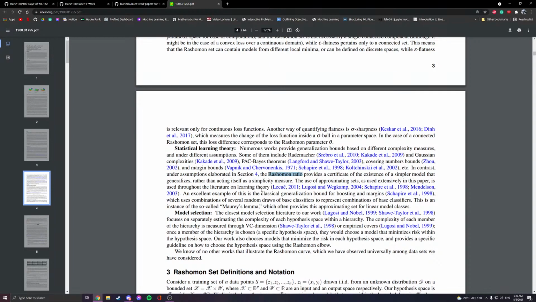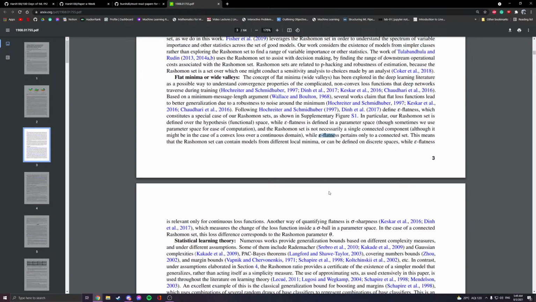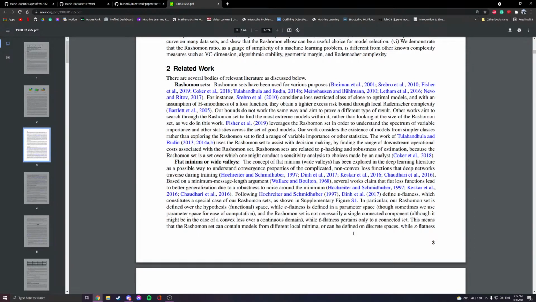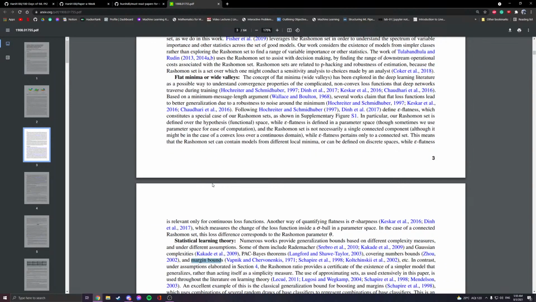There's a lot of talk about other statistical, I don't even know what to call them, concepts I guess, like error flatness and all of these other Gaussian complexities, PAC-Bayes theorem, covering number bounds, margin bounds. I have no idea what these things are, and I feel like I should definitely learn them. So, what I'll do is make some sort of list of concepts that I am not aware of, and maybe I can read some sort of article on them after this paper a week.